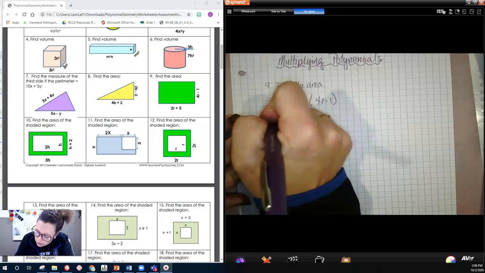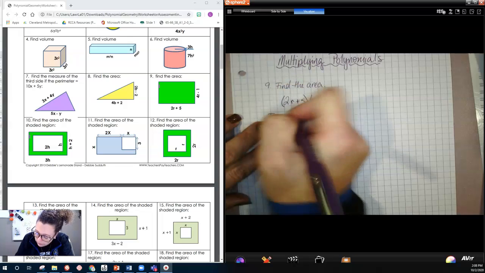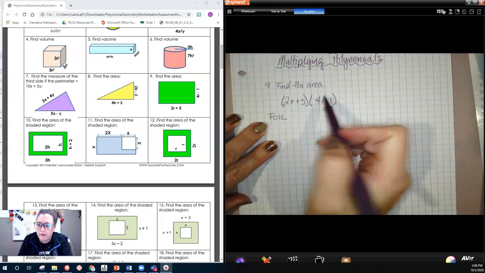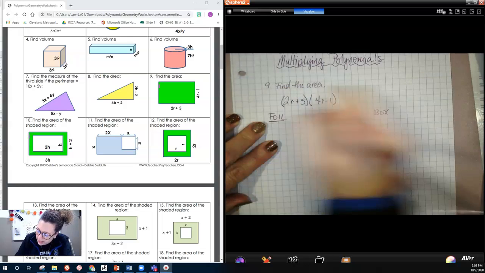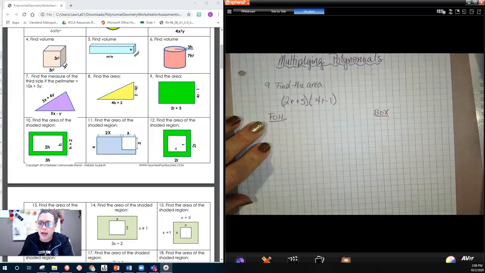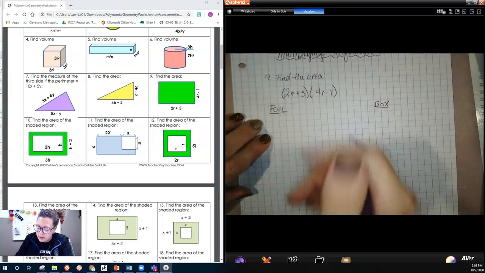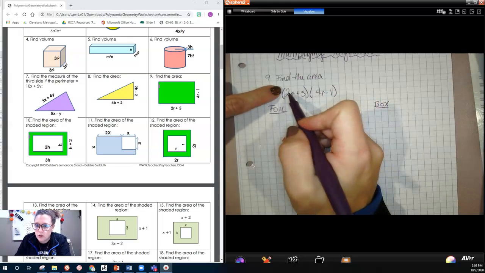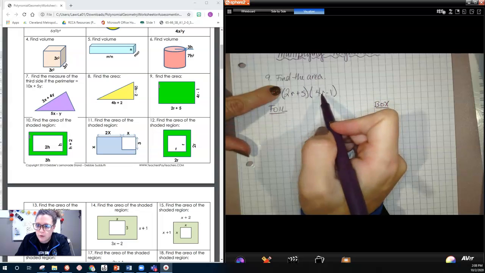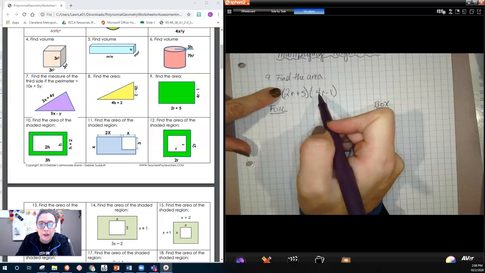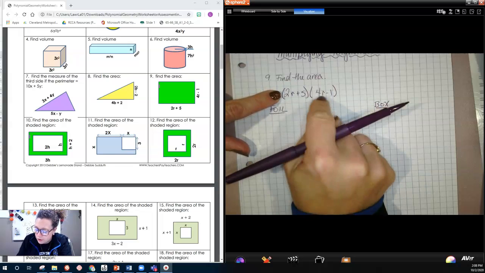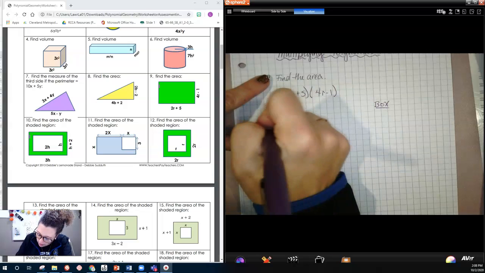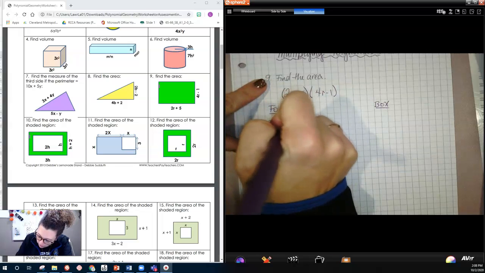If I was to use the FOIL method, remember that's when we're going to distribute everything, and then the box method is when we make a box and we use that to help us solve. So if I use the distributive property, I'm going to take 2r and distribute it to 4, not the distributive property, I mean FOIL, which is the distributive property. So I'm going to FOIL this. I'm going to use the first terms, which is 2r and 4r. So it's going to be 2r times 4r.